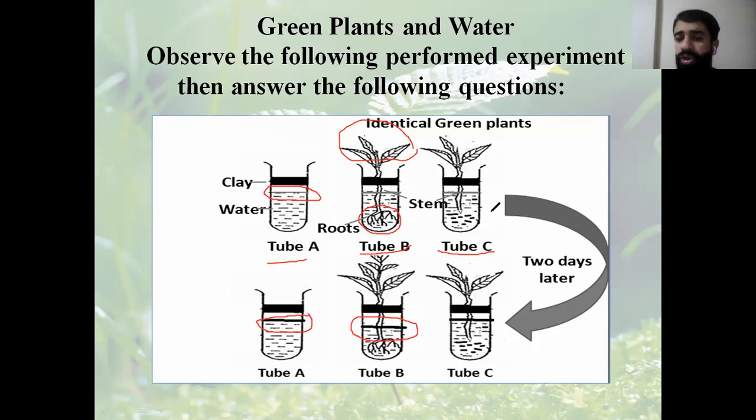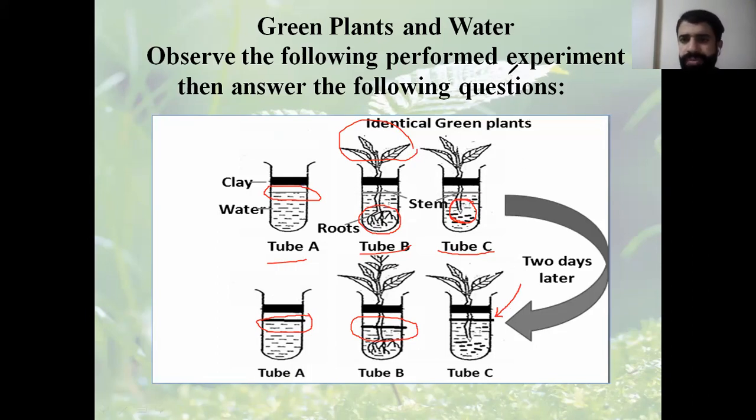While in tube C, we have a plant. This plant has leaves and it has a stem normally, but it lacks the roots. So there are no roots here. We don't have roots in plant C. So after 2 days, the level of water in tube C remains the same. There is no change in the level of water.